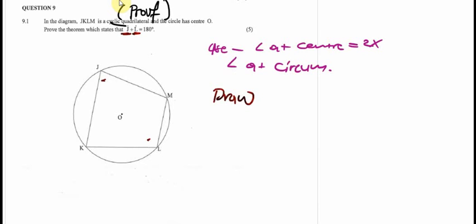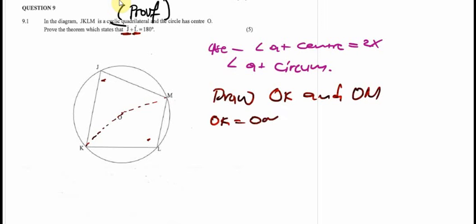That means we're not going to draw on them. So we're going to draw on the others. We're going to draw this line and that line, so we're going to draw OK and OM. It's either you say draw or construct, it doesn't matter. So draw OK and OM, and then you say OK equals OM. The reason is radii, but this really doesn't matter that much.